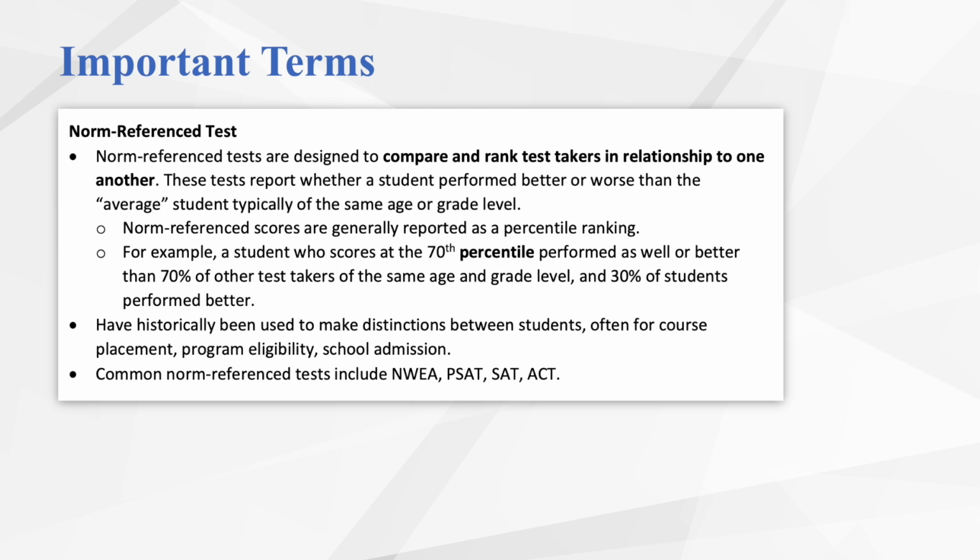Oftentimes, students receive a score that's a percentile. When we think about percentiles, it's important to know that that is not the same as a percentage. So students that score at the 70th percentile are not students that have scored 70% of the items correct on the test. They are students who scored above 70% of the group. For example, if our group size was 5,000 students, those who scored at the 70th percentile scored better than 70% of that 5,000, if they were compared to that same group.